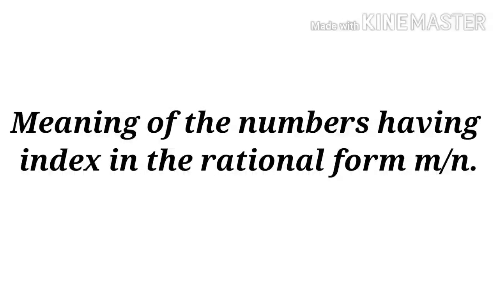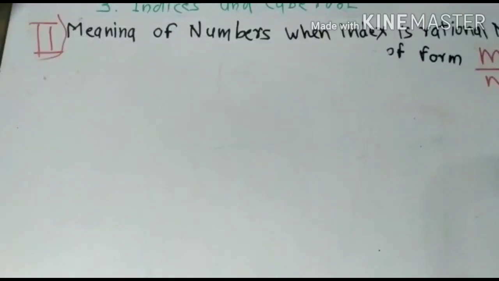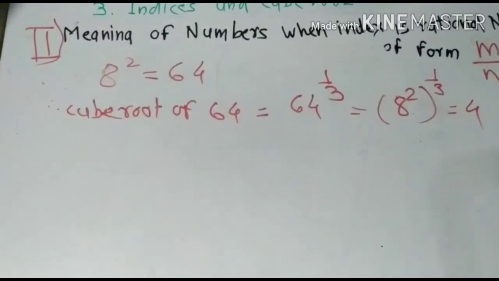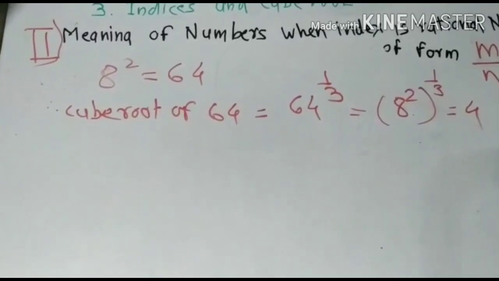Now, like this, the second topic: the meaning of the number having the index in the rational form m upon n. Look at this example.